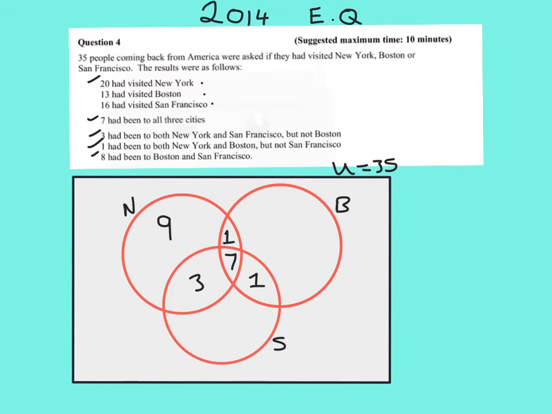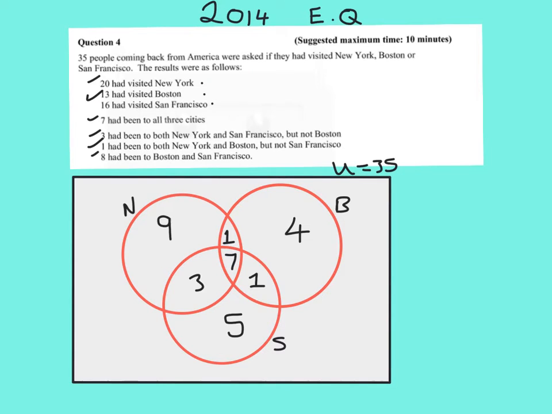So we've done that one. 13 had visited Boston. So I'm going to take 13, because remember 13 represents this whole circle here, and I already have some numbers filled in. So 13 minus 7 minus 1 minus 1 will give me 4 people. And then finally for the bottom part down here, San Francisco had 16 people in total. And of course I already have some areas filled in. So 16 minus 7 minus 3 minus 1, I get 5 in total.